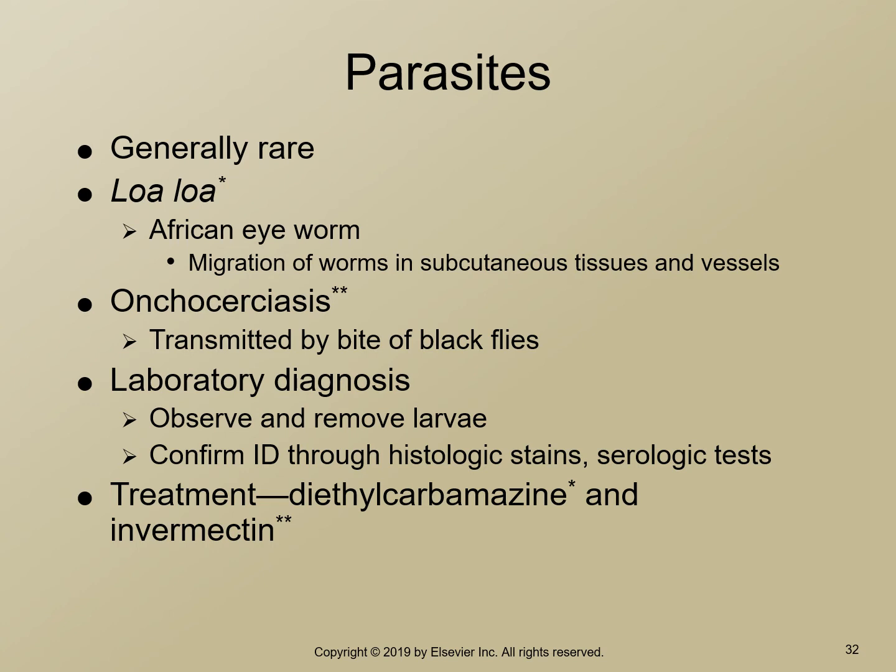Loa loa infection is treated with diethylcarbamazine, which kills the larva and adult worms, and it's the treatment of choice. The recommended treatment for onchocerciasis is ivermectin, but this only kills the larva and prevents them from causing damage, but it doesn't kill the adult worms.